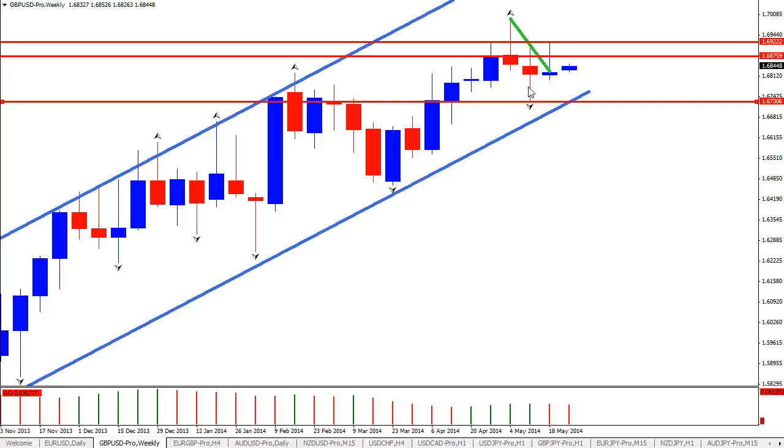And the euro dollar, of course, had the opposite. It had clear lower highs and lower lows. So there's definitely a substantial difference. Now the pound dollar weekly chart does have a big wick here. So although the bears were not in control, I wouldn't say the bulls are in control either.